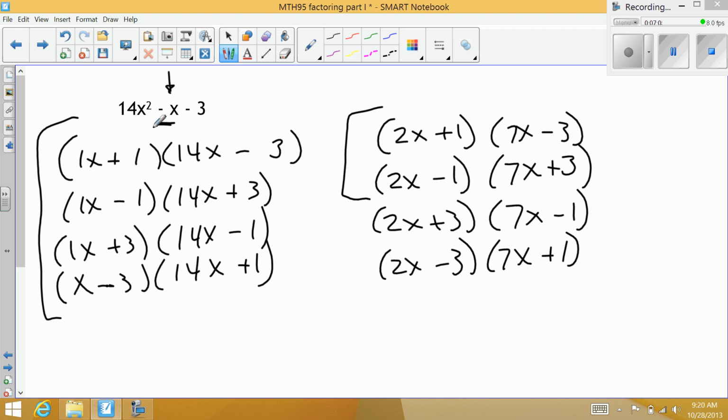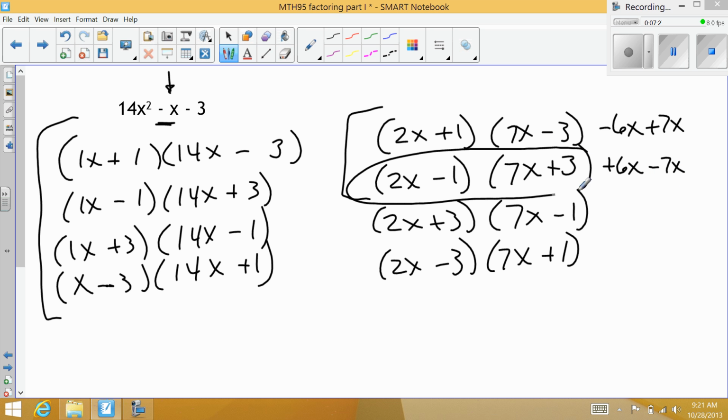So I just need to check my signs. Here, 2x times negative 3 would be a negative 6x, whereas 1 times 7x would be a plus 7x. That would give me a positive 1x. The second pair here, 2x times positive 3 would be a positive 6x, and negative 1 times 7x is a negative 7x. There's my negative 1x, and there's my correct factorization.